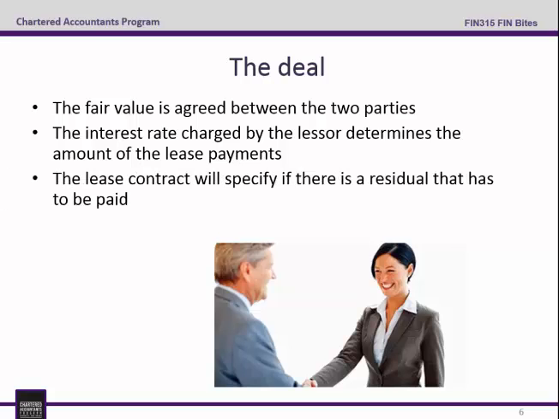Also, as part of the deal, the lease contract will specify whether you have to pay a residual at the end of the lease. Sometimes you might have heard this referred to as a balloon payment. So it's a bigger payment than, say, the monthly payments that you have to make, but it's something that needs to be paid at the end. So it's a residual. And lastly, both the lessee and the lessor may incur some costs in relation to establishing their lease.